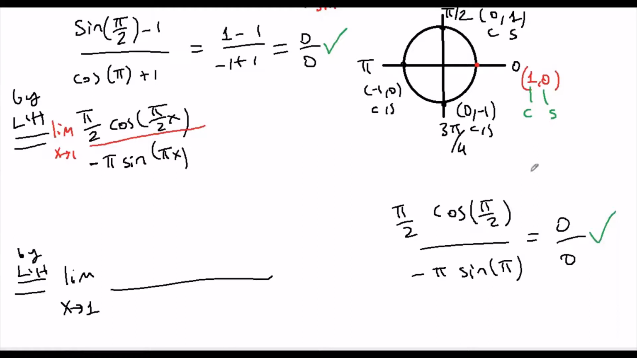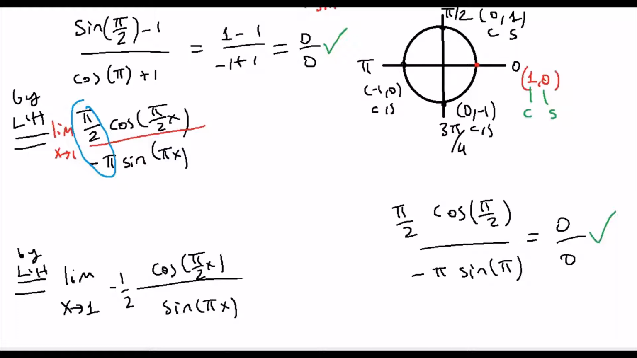This time we're going to take the derivative of the final limit we were doing. So we're going to take the derivative of the top. The derivative of cosine is negative sine. But before that, let's simplify this fraction. Pi over 2 over negative pi is negative 1 half, so we can get rid of pi. So we have negative 1 half times cosine of pi over 2 x over sine pi x.